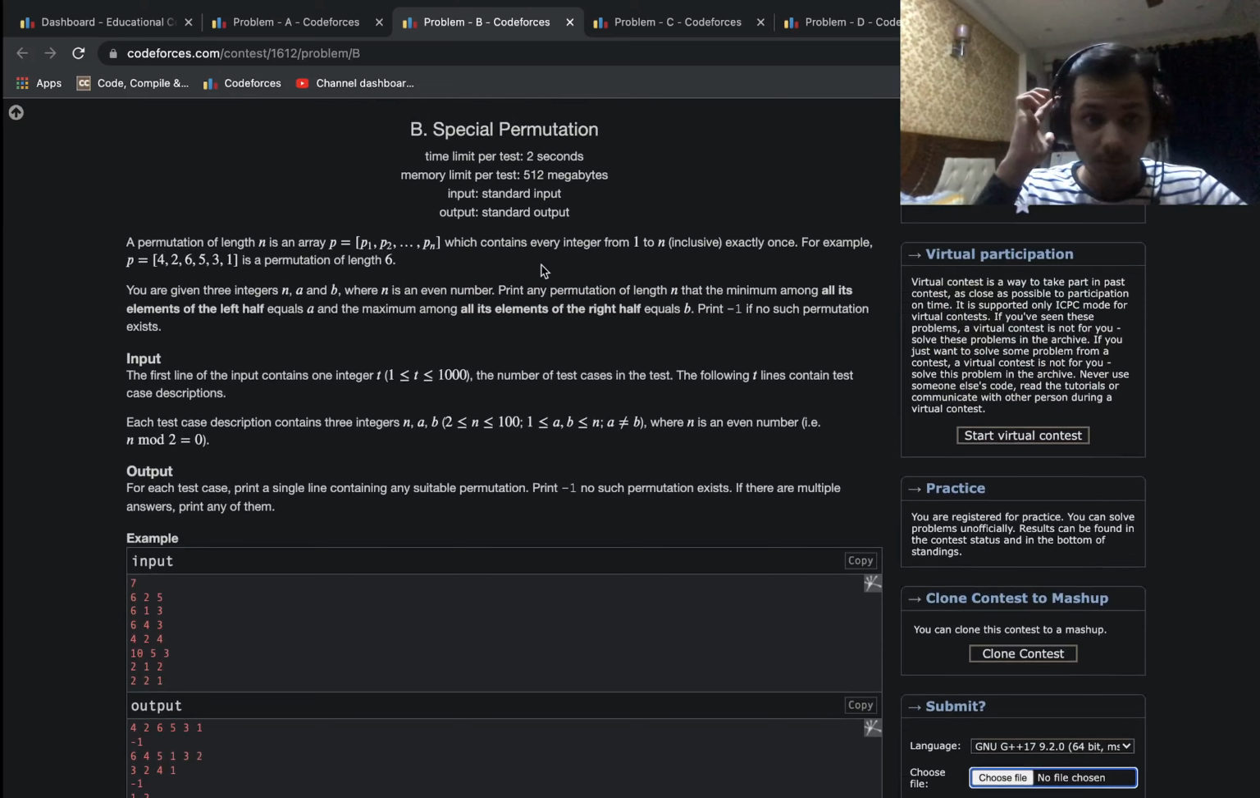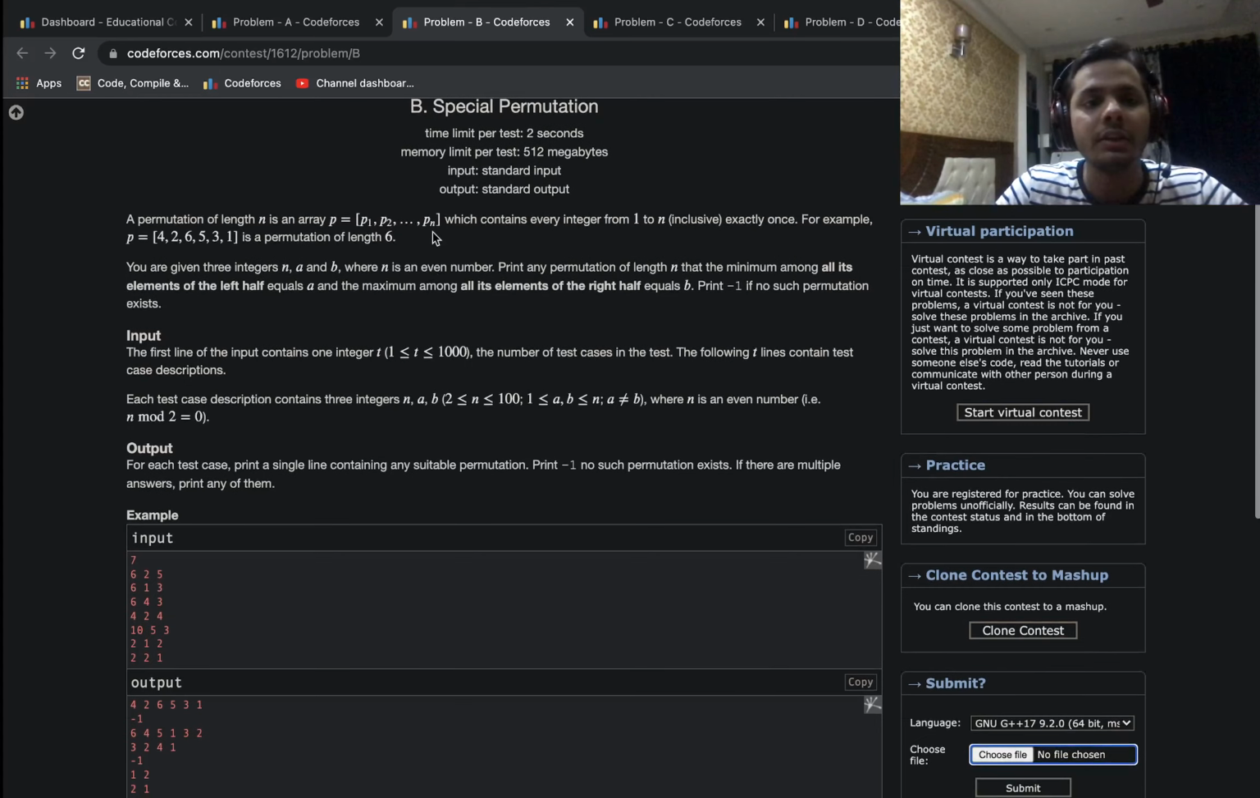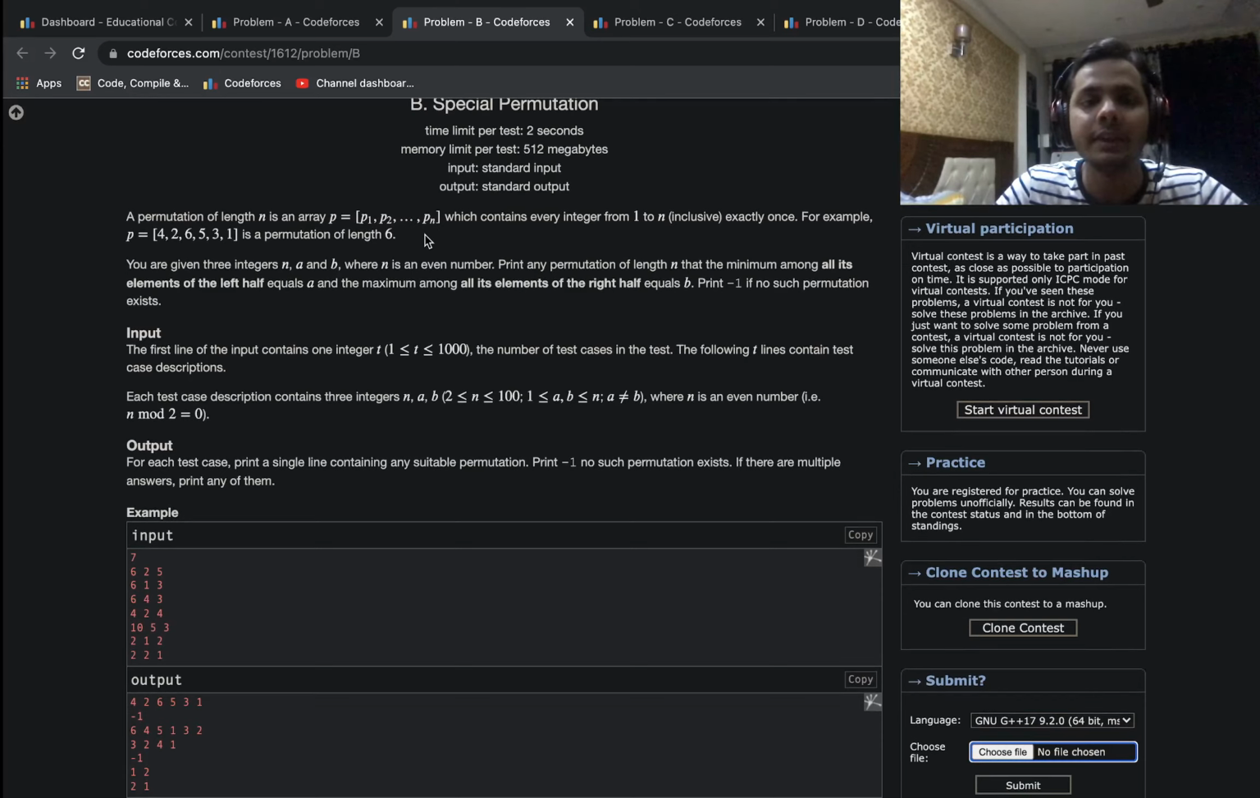Alright, let's see what this problem has to say. So first of all, we have been defined what a permutation is. I will assume you guys know what a permutation is. It is basically an array of length n where every element from 1 to n occurs exactly once. So we have three integers, n, a and b, and we know that n is an even number for sure. So what we need to do is print any permutation of length n such that the minimum number among all of its elements in the left half is equal to a, and the maximum element among all the elements on the right half equals b.